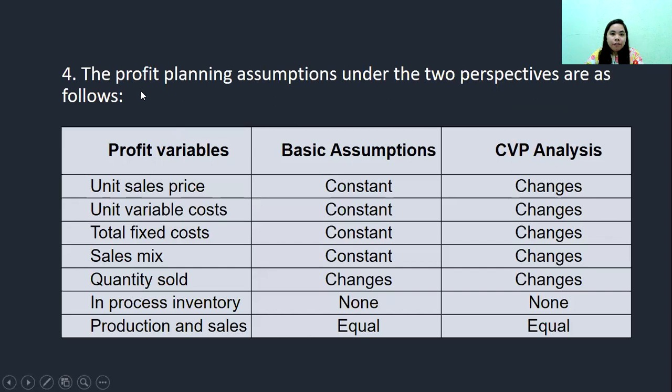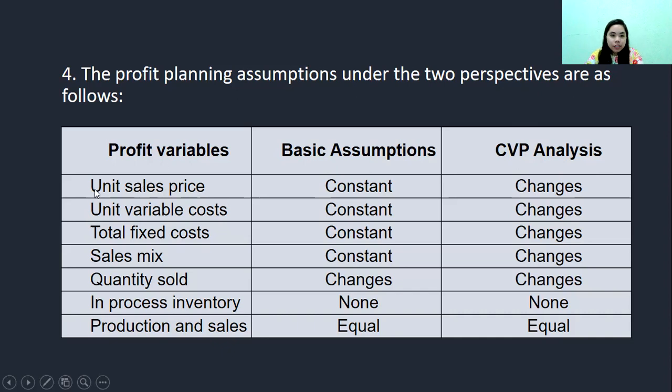Then next, the profit planning assumptions under the two perspectives are as follows. We have here profit variables, which are the variables that we consider in profit planning, and its basic assumptions, and the cost volume profit analysis. CVP means cost volume profit analysis. So we analyze the cost, we analyze the volume, then the effect on profit.